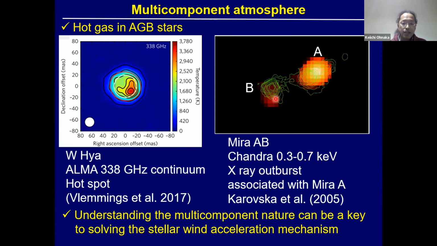So understanding this multi-component nature, a cool star's atmosphere with hot gas, can be a key to solving the stellar wind acceleration mechanism. And also, in general, it's important for a comprehensive understanding of the atmospheric structure of cool evolved stars.